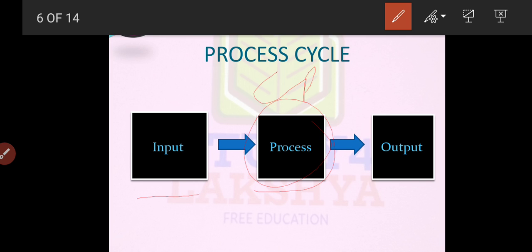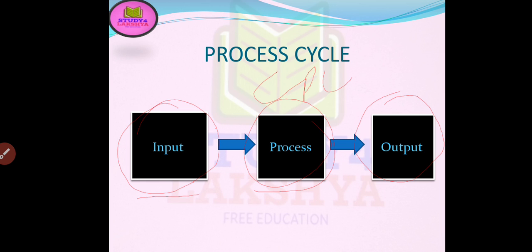Processing happens in the CPU, the central processing unit, and in the output device we can display the output, or we receive the output, like monitor, printer, projector. All these things we receive the output through. And through keyboard, web camera, joystick we are giving input to the computer.